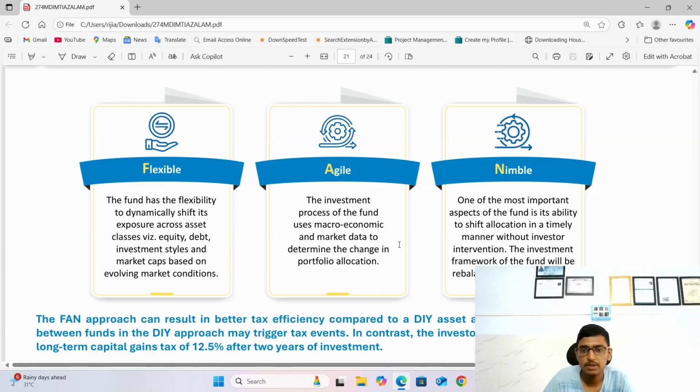Agile: the investment process of the fund uses macroeconomic and market data to determine the change in portfolio allocation. And nimble: one of the most important aspects of the fund is its ability to shift allocation in a timely manner without investors' intervention. The investment framework of the fund is rebalanced on a monthly basis. So there is no need for investor intervention. Everything is done automatically.